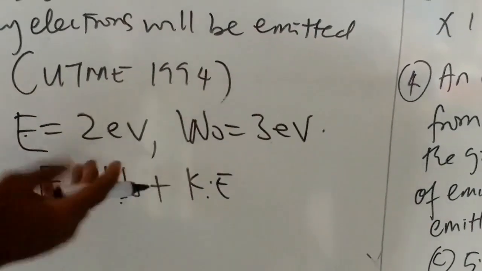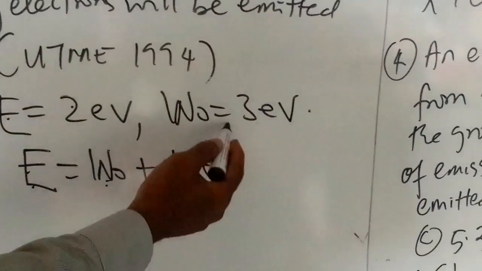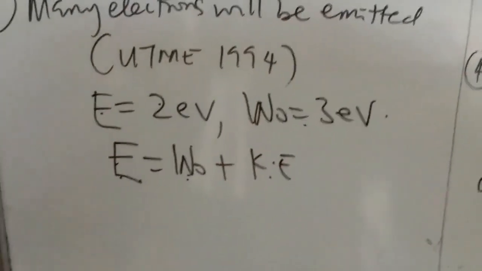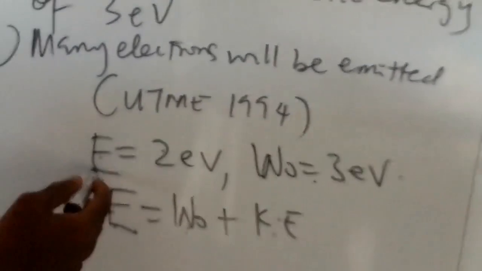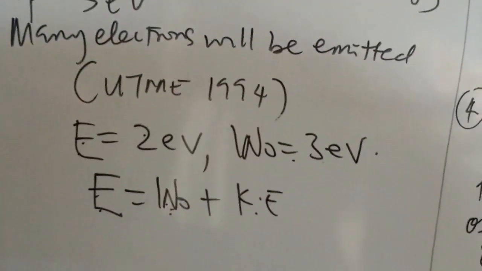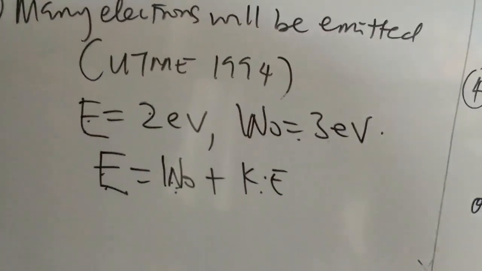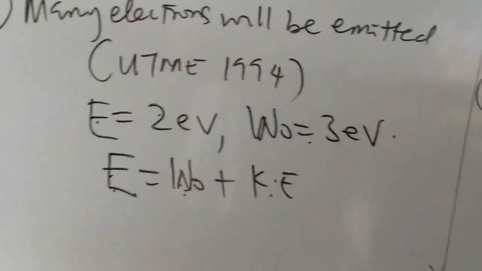So since in this case, the energy of the photon is less than the work function, that means no electron will be emitted. The answer to the question is option A. No electron will come out because the photon energy should be higher than the work function for an electron to come out. Remember, the work function is the minimum amount of work done to remove an electron from a metal surface. So the answer is option A.